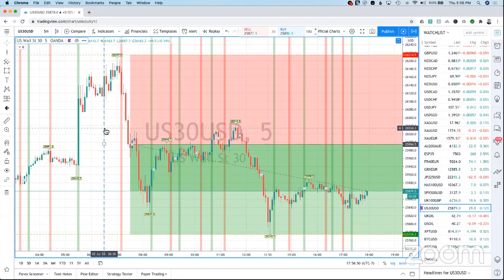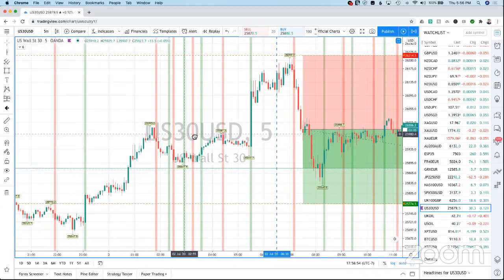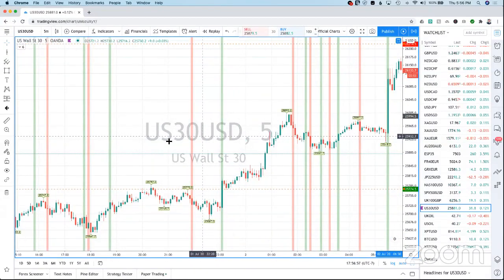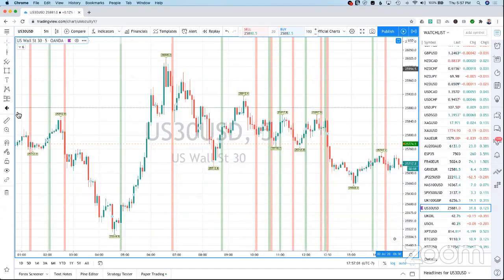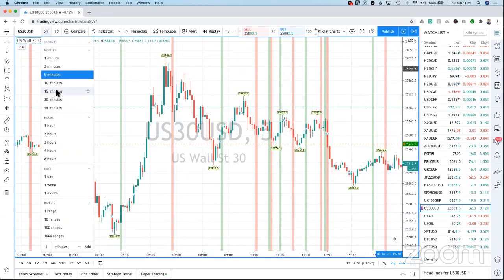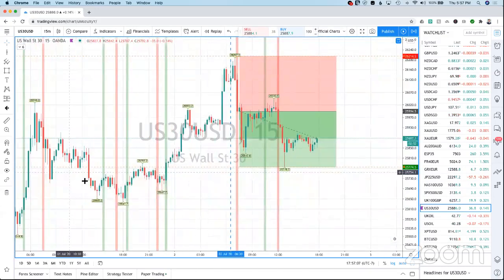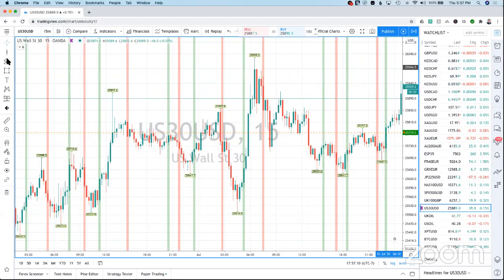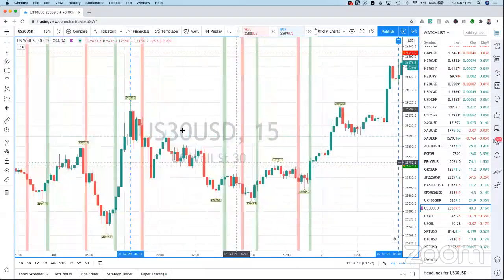Let me see if I can find an entry where it doesn't work that well. I think it worked yesterday too. Let me go to the 5. I'll start on the 15 and go from the top down, just so that we can have a better visualization of how the entries work. Right here, we'll go to 6:30. This is the 6:30 market open right there.